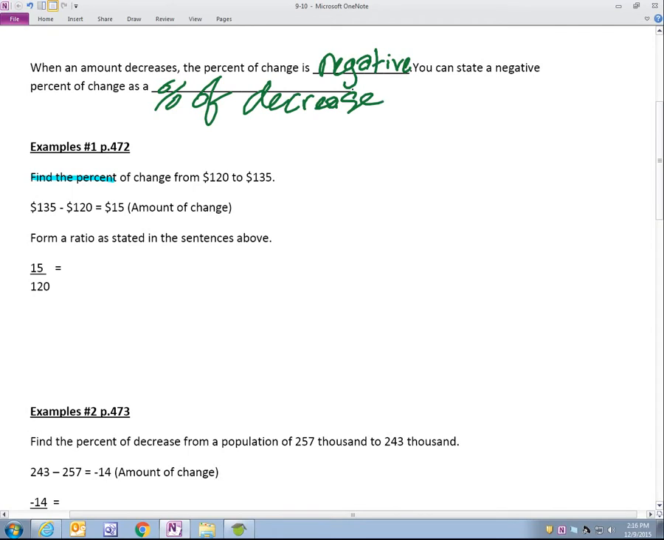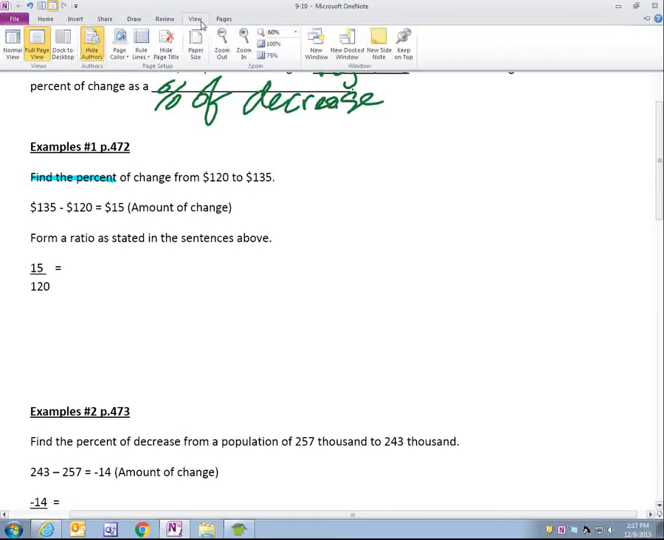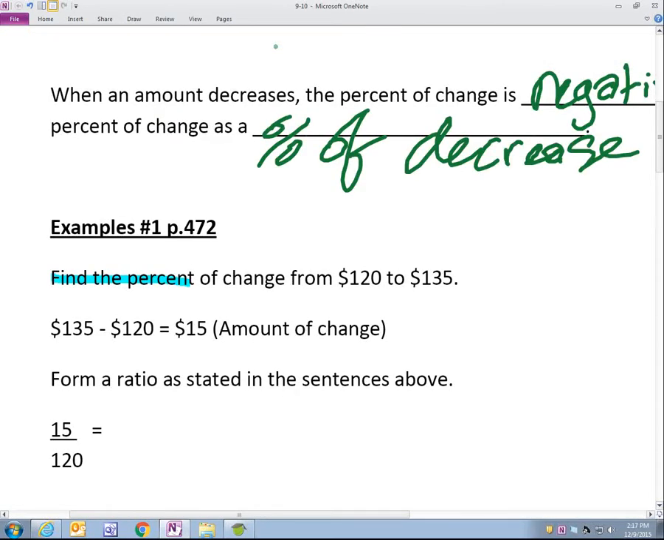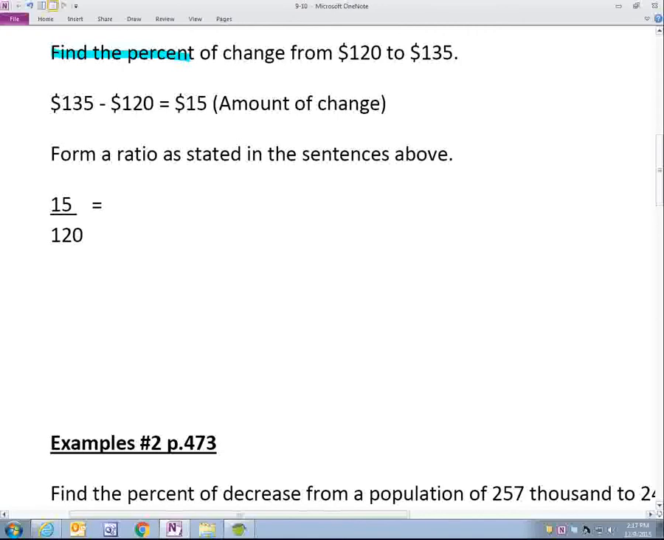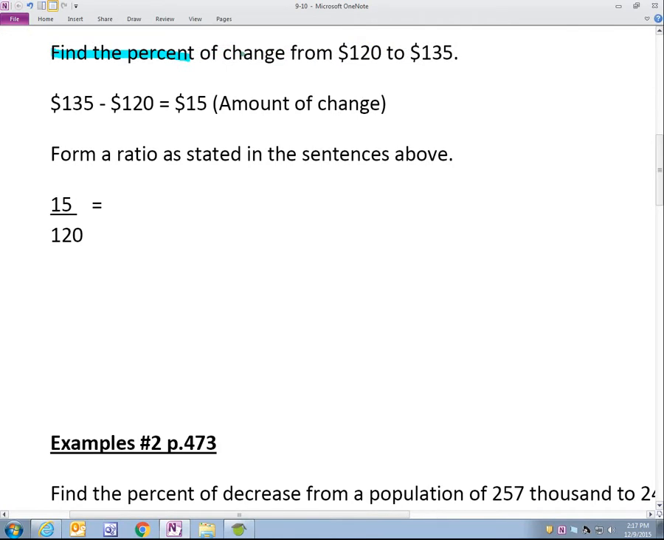Now, for example number 1, find the percent of change from 120 to 135. 135 minus 120 equals 15. That's the amount of change. That's the difference, and as you know, a difference is subtraction. So form a ratio as stated in the sentences above. We have 15 over 120.